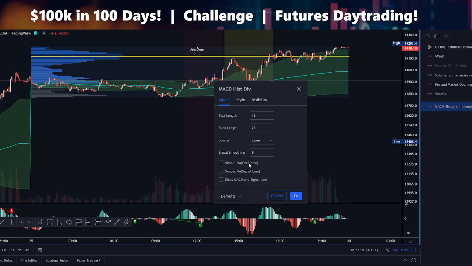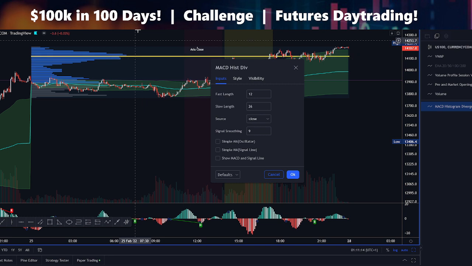So I only have the histogram, but MACD, diff, histogram, that's the version. So if you want to search for it in the indicator library, it's another free one. Basically it's just the histogram, or I think you could show the MACD lines as well, but I just have them turned off.